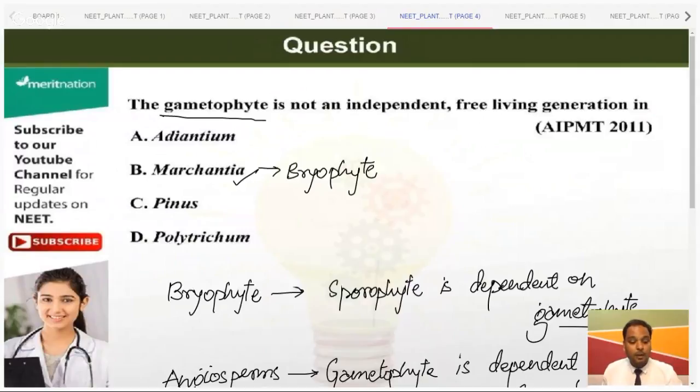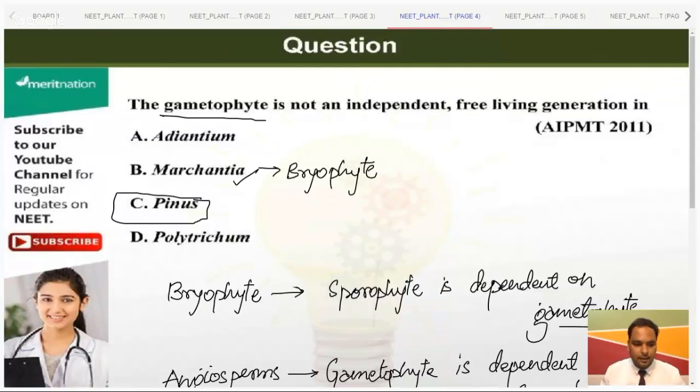Okay, what about Pinus? Pinus is a gymnosperm, all of you. And here we see that when you move from bryophyte to angiosperm, the movement of plant body is towards sporophyte. That means the sporophyte is the main plant body, gametophyte is not. So that's the reason gametophyte is dependent upon sporophyte, and the answer is C, Pinus.